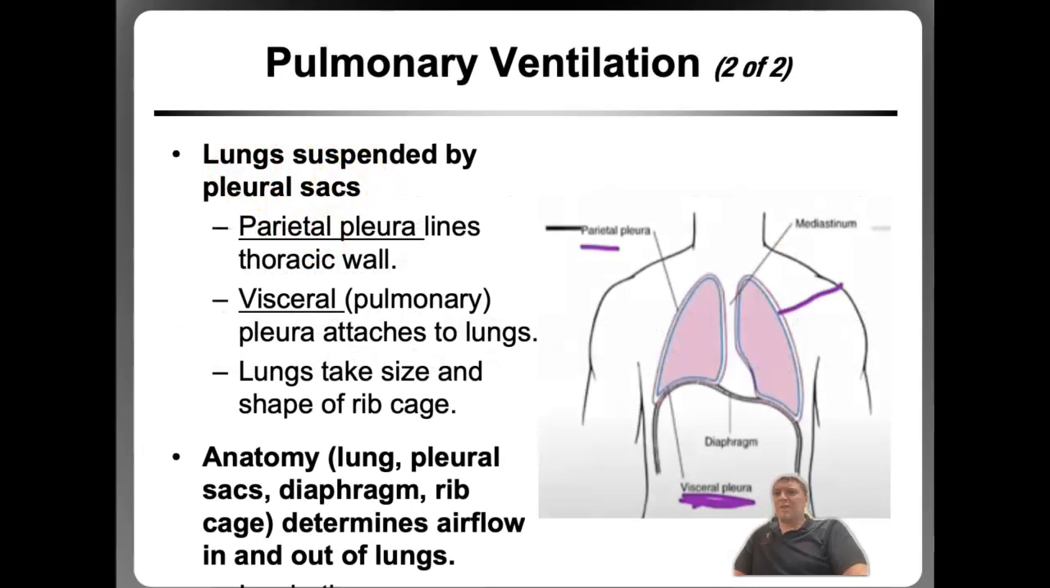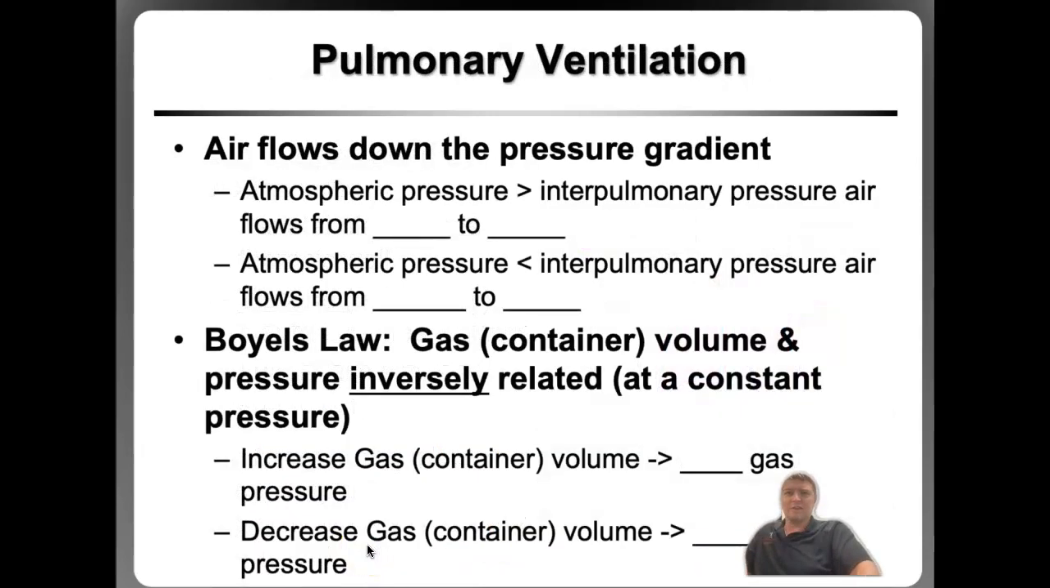So the lungs are suspended in a thing called the pleural sacs. It's everything inside of your rib cage there. So there's a parietal pleura, which lines the thoracic wall. The visceral is the pleura that attaches, the outside part that attaches to the lungs. And the lungs are actually very flexible. They take whatever shape the rib cage is at that time. So they're made to flex. So your basic anatomy is you have the lung, the pleural sacs, the diaphragm, and the rib cage. So these all determine the in and out of lungs that you have.